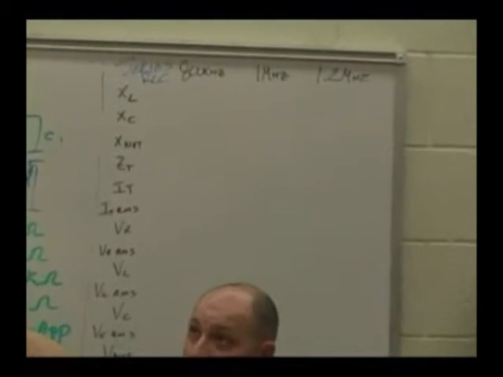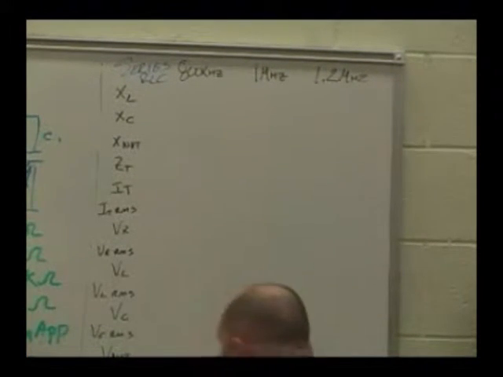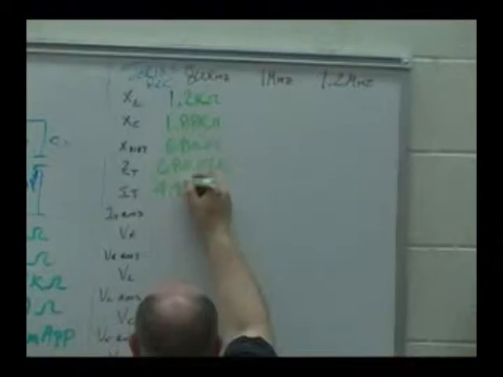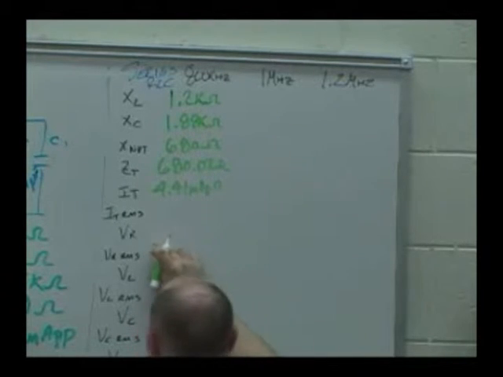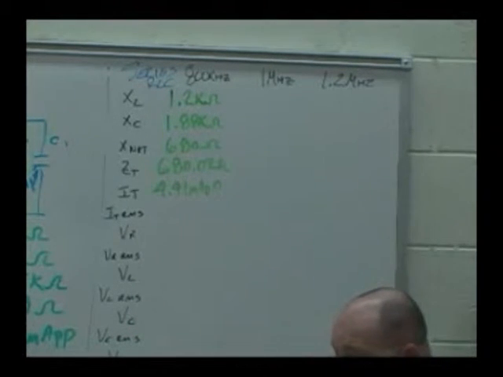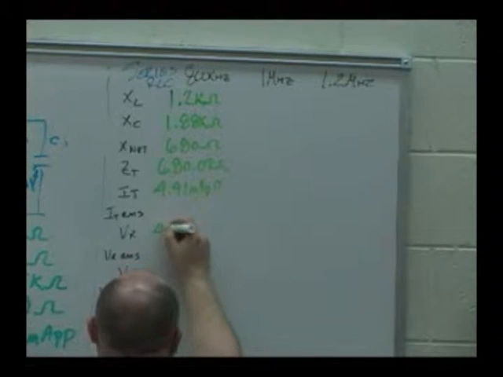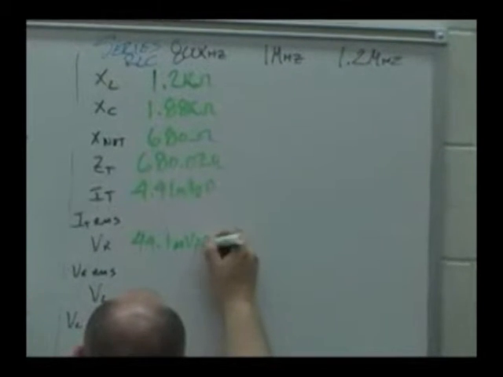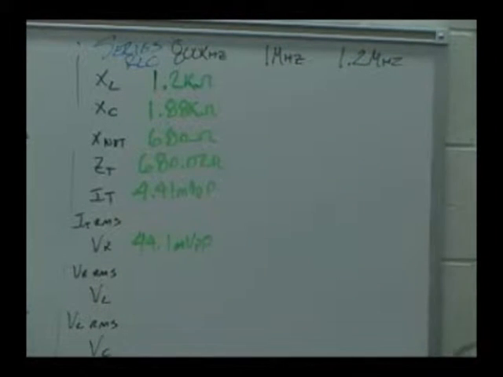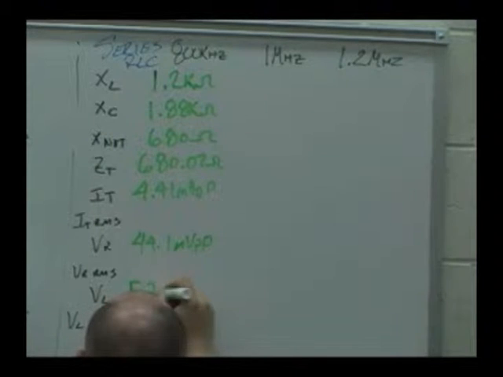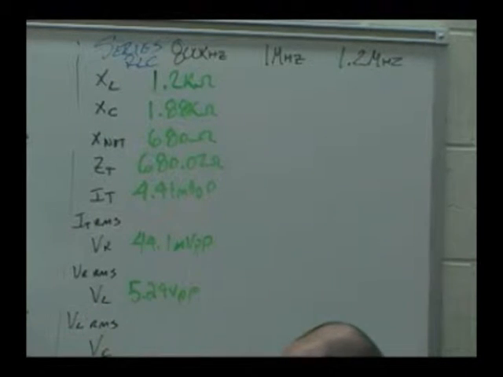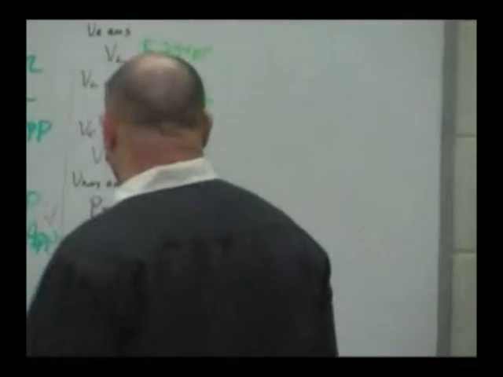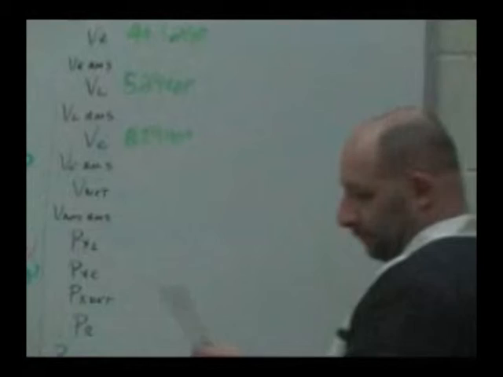It is. So we're going to list the answers, but we're going to skip over the RMS values first. We'll go back to them. We'll skip the RMS VR. 44.1 millivolts. VL, 5.29 volts. VC, 8.29 volts. Okay, VNet, take the difference here: 3 volts.